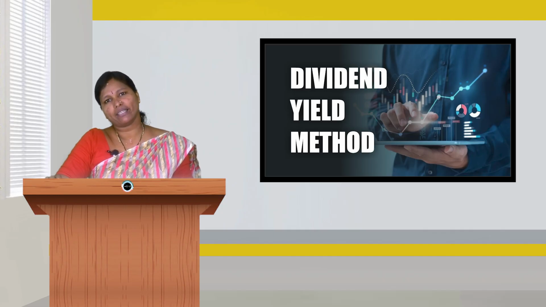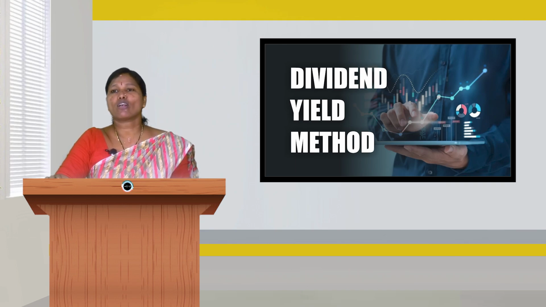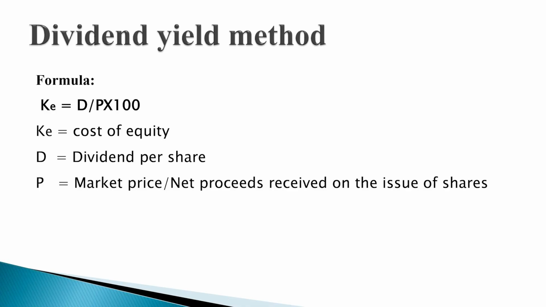I'll go with the first one, that is dividend yield method. You can calculate the cost of equity under the dividend yield method by applying this particular formula, that is KE is equal to D divided by P into 100. Now, D means what here? Dividend per share. KE means what? The cost of equity. P means it is a market price or net proceeds received on the issue of shares.